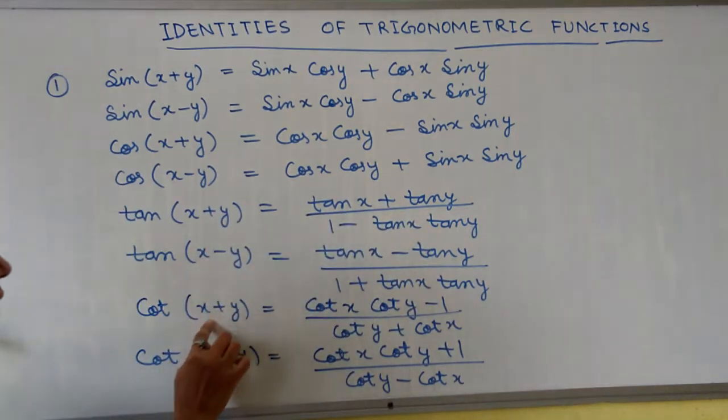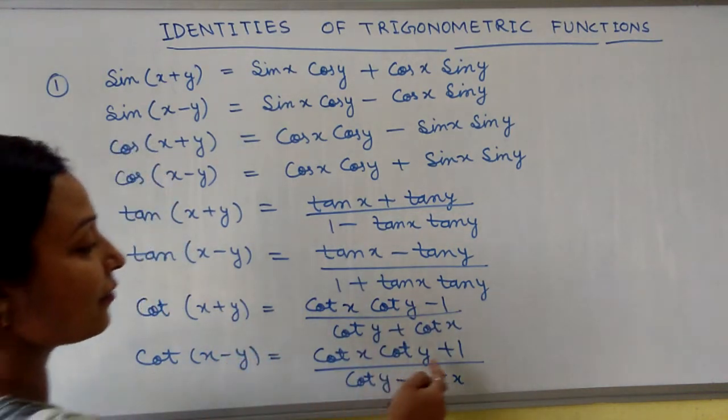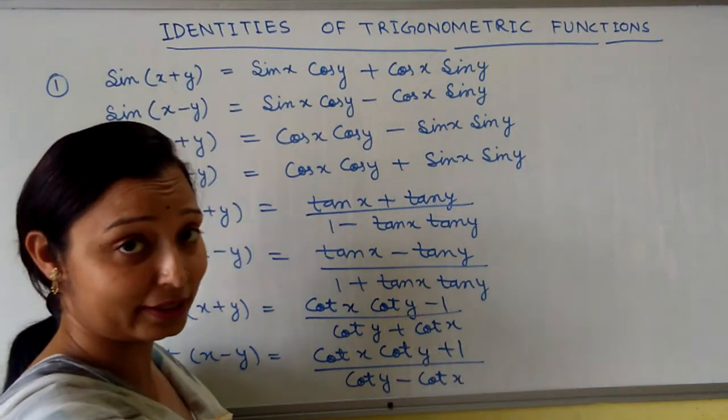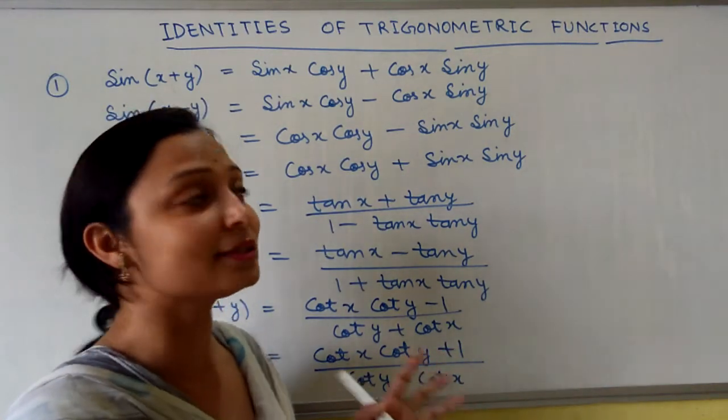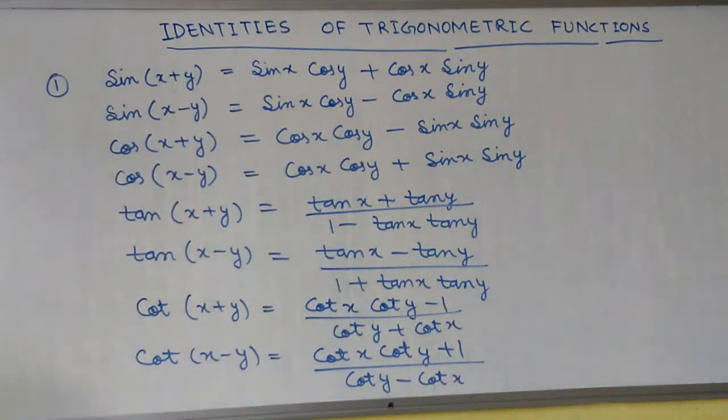Okay, now come to cot(x plus y). When there is a plus, there is a negative in the denominator, and when there is a negative, we have a positive. There is an opposite sign in the numerator and denominator. In this way we can learn the formulas easily. Okay, now come to the second type.